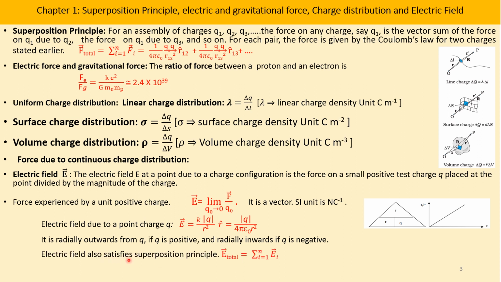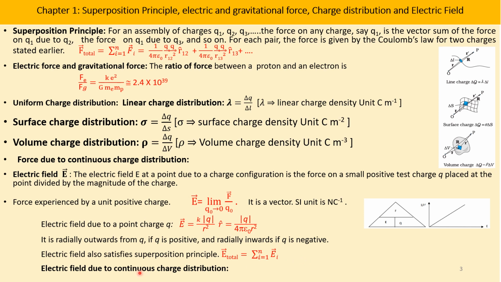Electric field also satisfies the superposition principle. We have above, in this slide itself, described the superposition principle in respect of force. Similarly, we can apply the same rule for electric field intensity. So the total electric field E is equal to the sum from 1 to n of E i. This is by application of the superposition principle.